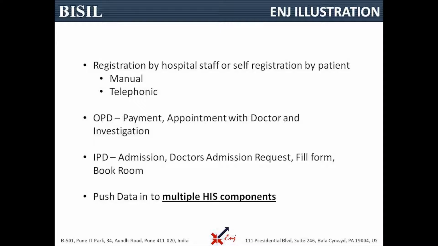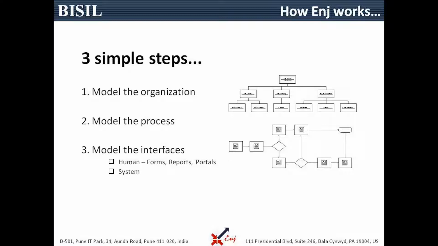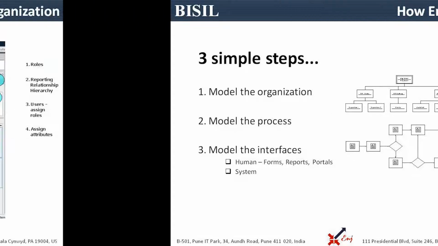Now for this requirement, let us see how the solution can be built using Eng. Systems are automated using Eng with 3 simple steps. First, model the organization. Second, model the process. And third, model the interfaces.